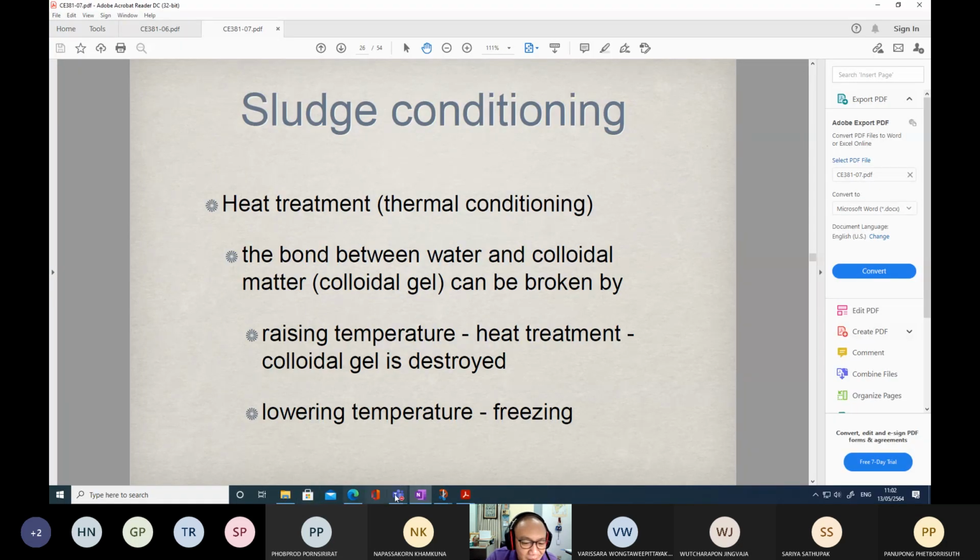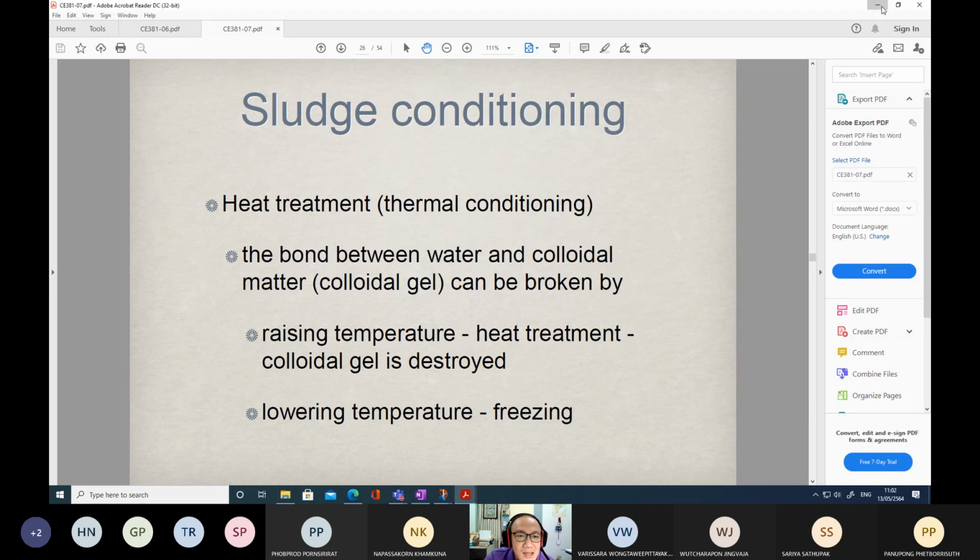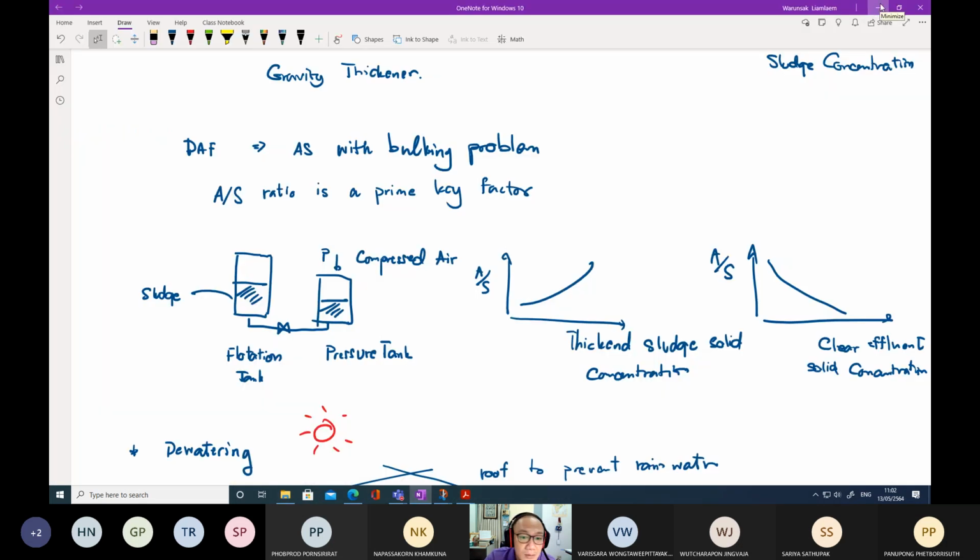Talking about sludge, I would like to show you some information about the Bangkok Metropolitan Authority's BMA sludge.